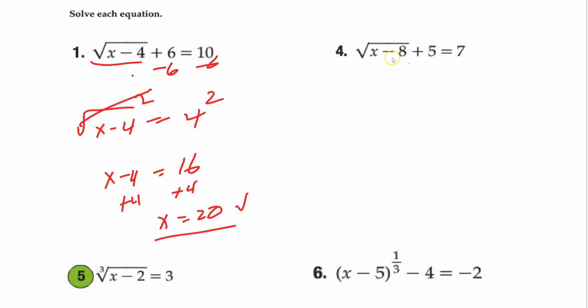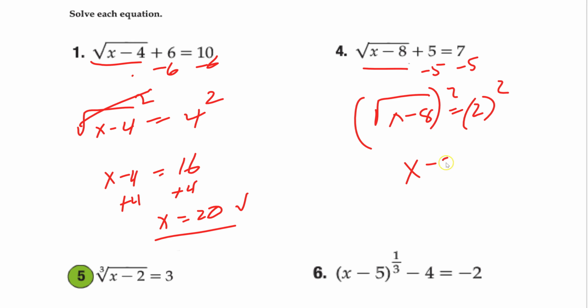Next one, same idea. Let's try to get this by itself. So subtract 5. Square root of x minus 8 equals 2. We're going to square both sides to get rid of the radical. X minus 8 equals 4. And then let's add 8 to both sides. X equals 12. And again, you always want to check your work. Plug in 12. Square root of 12 minus 4, 8 is 4. Square root of 4 is 2. 2 plus 5 is 7.